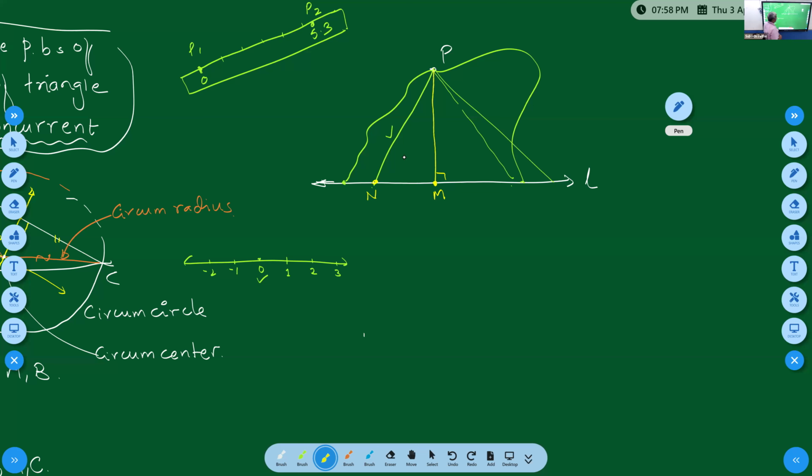And therefore, when I say distance of a point from a line, I am supposed to put a perpendicular and measure that segment, measure the distance between the point and the foot of the perpendicular. That is the distance I am supposed to measure. So this clarification is required because we are going to use the distance of a point from a line or distance of a point from a ray.